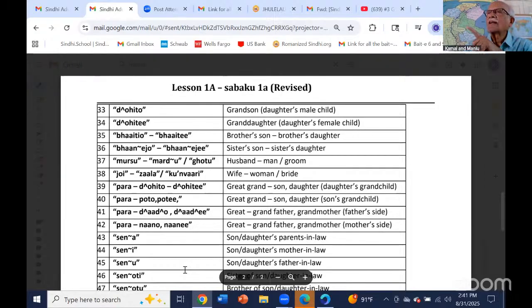Chokro, chokri, masculine, feminine. Chokro sutho aahe, chokri suthi aahe. Muinjo bhau sutho chokro aahe. Say it all: muinjo bhau sutho chokro aahe. Muinji bhen suthi chokri aahe. So did you see how inflection of verb and adjectives according to the gender? Sutho chokro aahe, suthi chokri aahe.